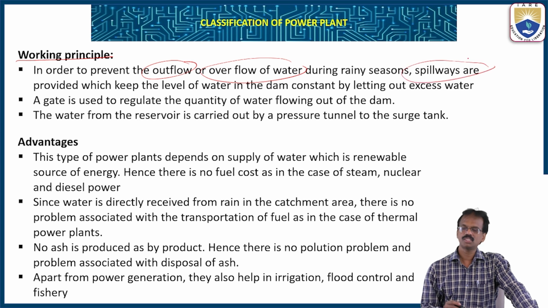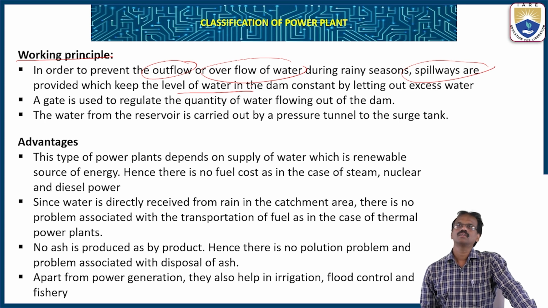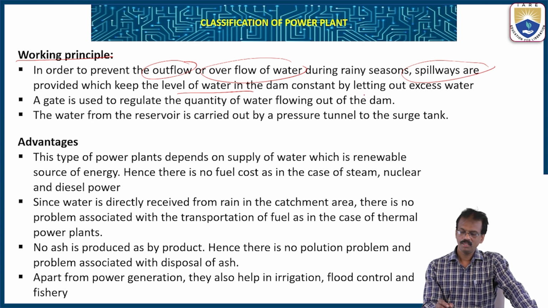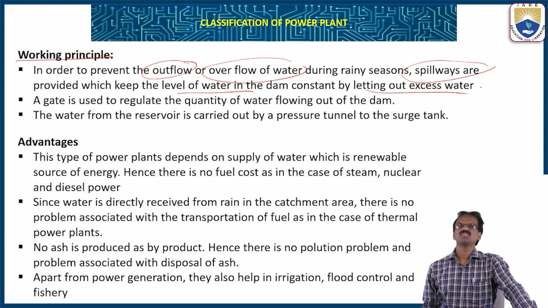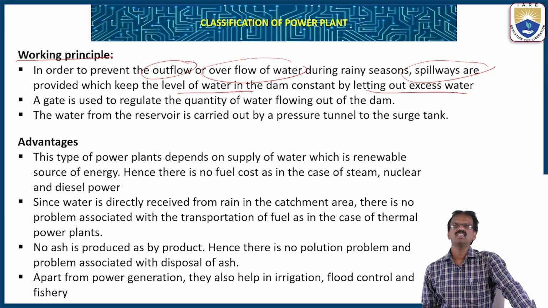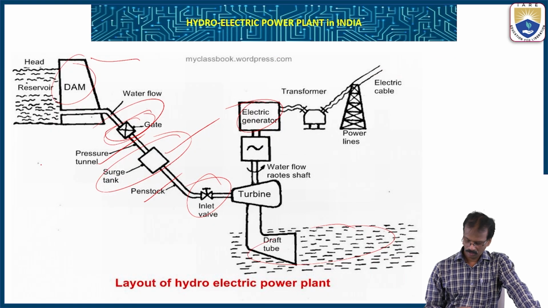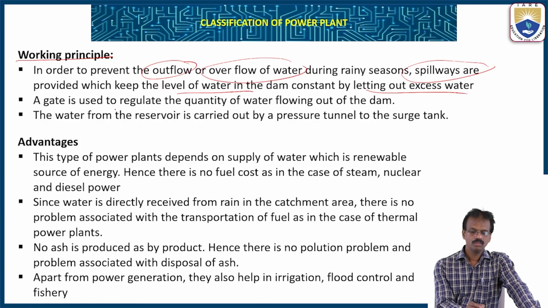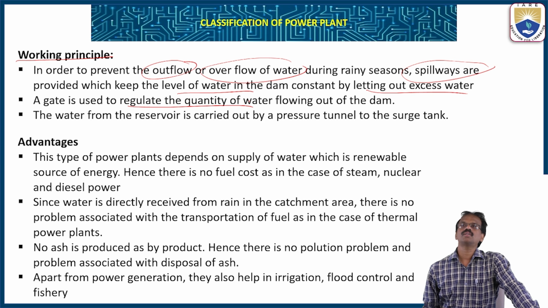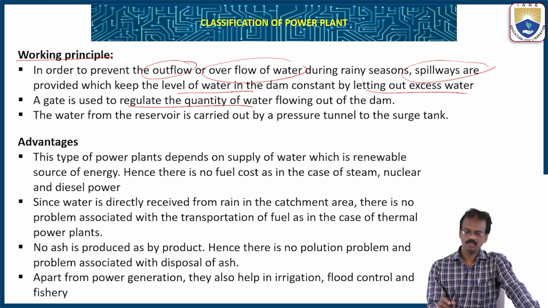there are some spillways provided, which keep the level of water in the dam constant by letting out excess water which is collected in the reservoir. So a gate is used. The gate here, we'll see this gate. The gate is used to regulate the quantity of water flowing out of the dam.